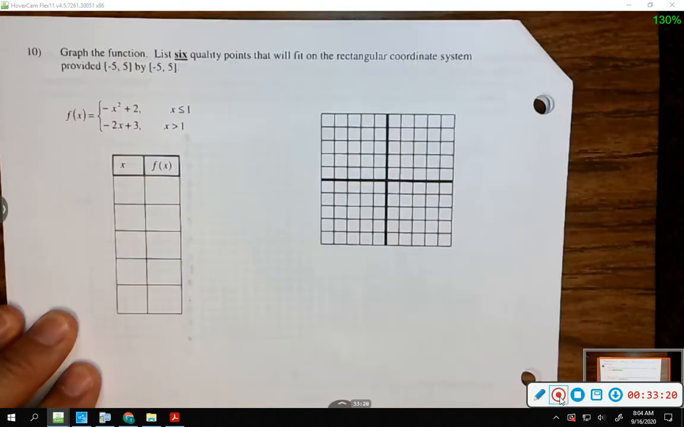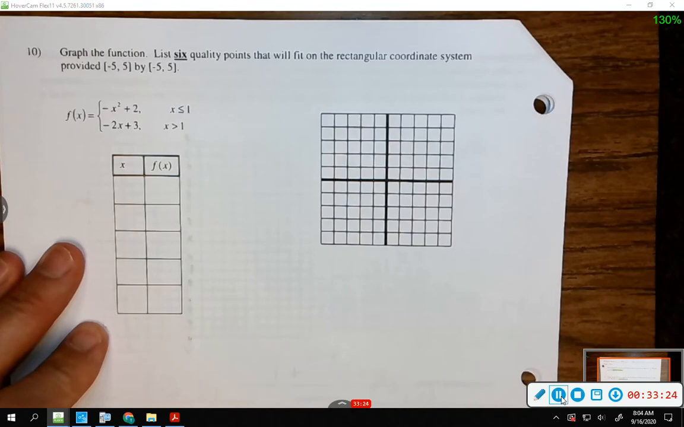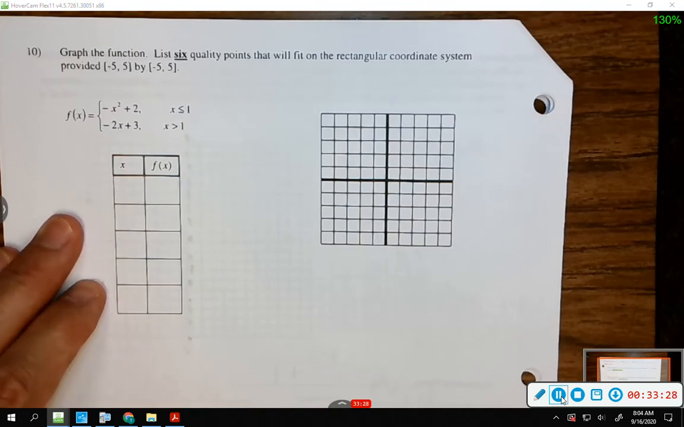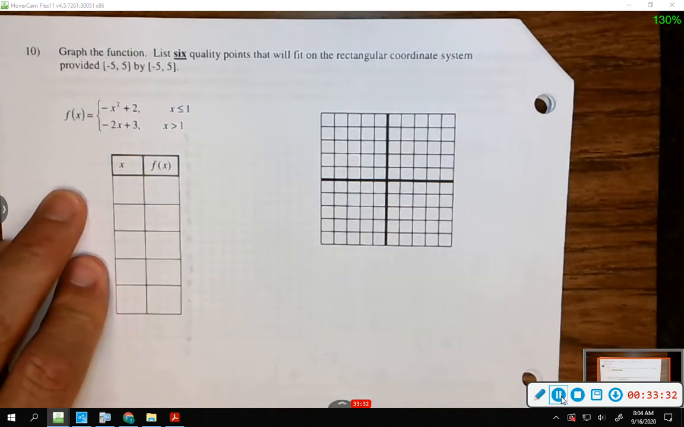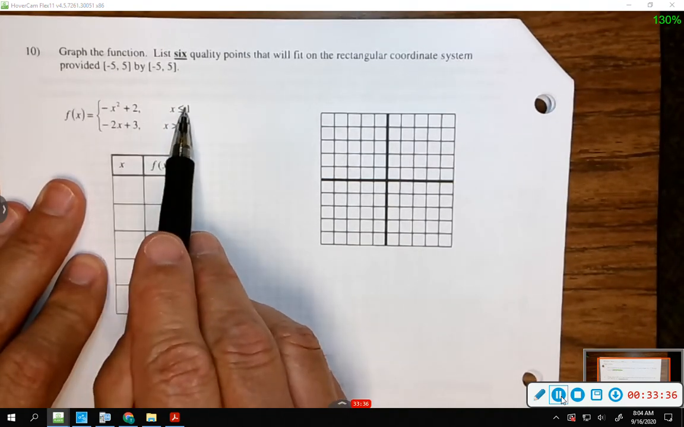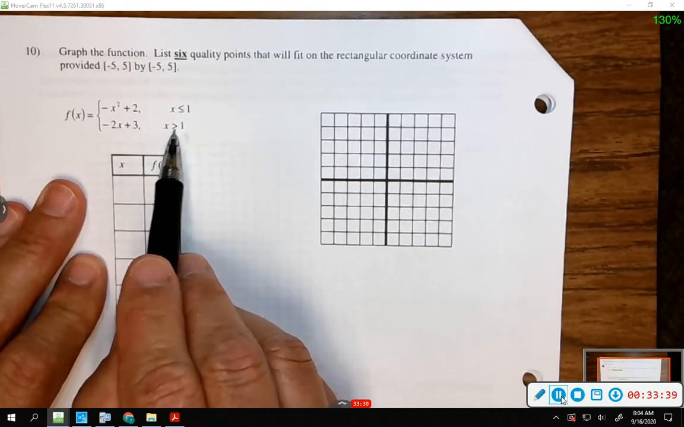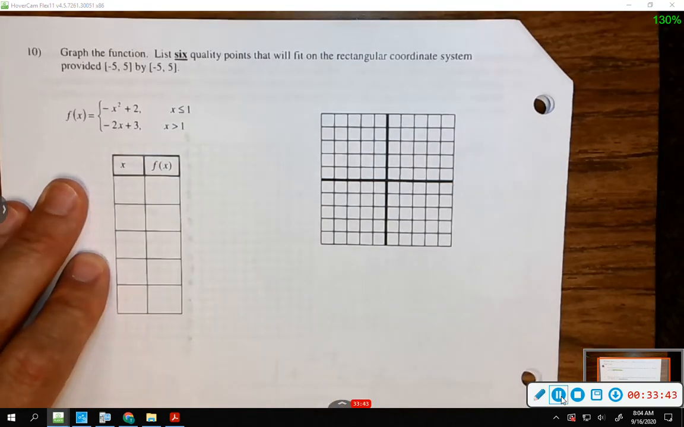Problem number 10 on this review is going to look like this. And I will say that the piecewise problem that's on the test typically gives students a lot of difficulty. And we have to get better at these piecewise functions. One of the biggest problems is that students forget that they need to plug in 1 into both of these. Even though it's not defined by the second piece, I have to plug it in to know where I'm going to take off. Notice this just says list 6 quality points.